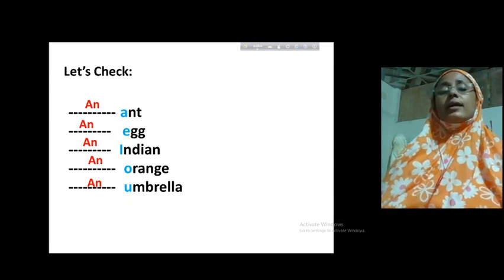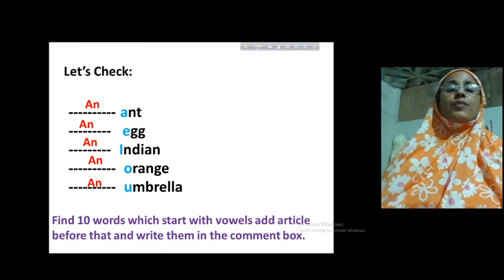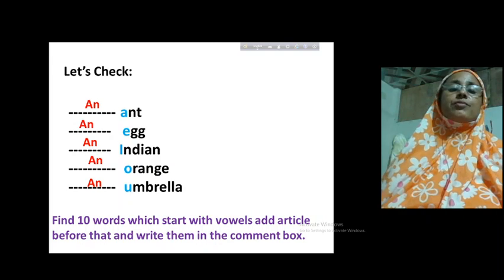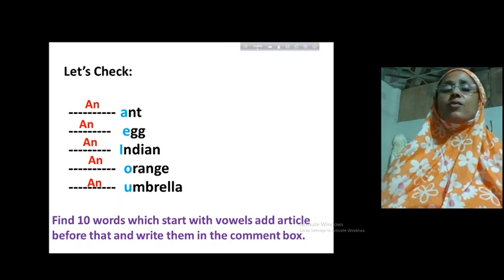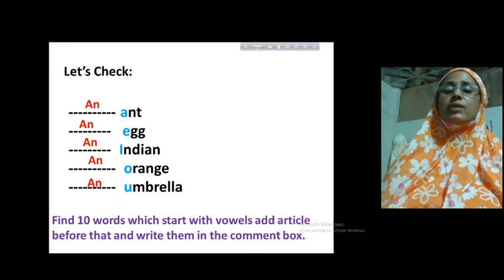Let's check again, one more. Okay. Find what you will do. You will find 10 words which start with vowel sounds, and you will add an article before them and write them in the comment box. Is that okay?